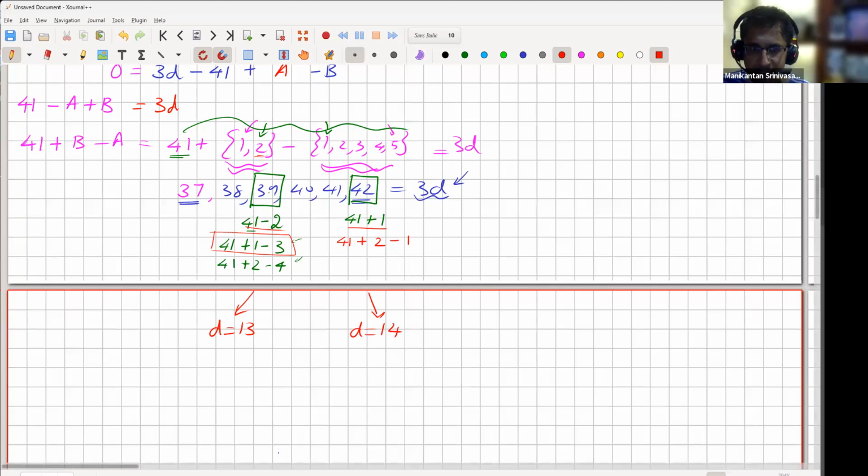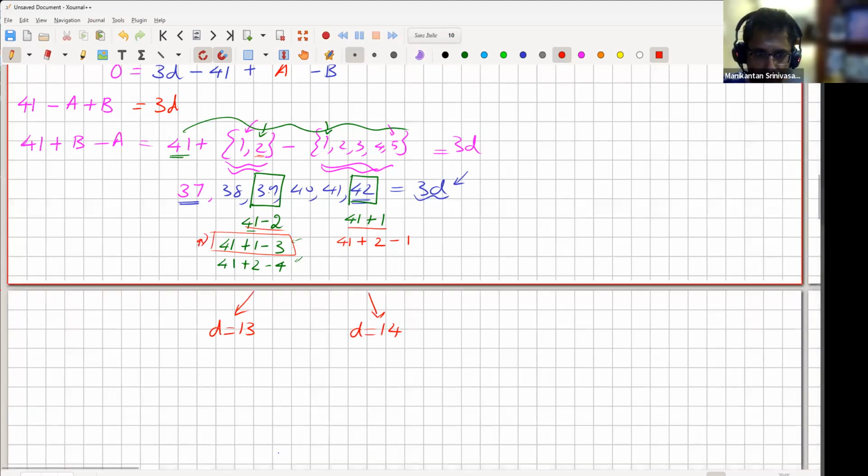Okay, D is 13, and then there are 2 possibilities, right? I'll just call them P and Q. No, I don't want to use A, B because they're already there. Okay, I'll just call them 2 bullets. So this is 1 bullet and this is another bullet.